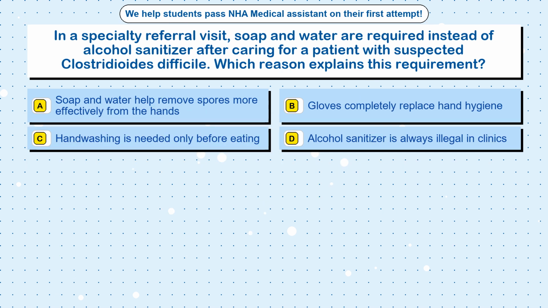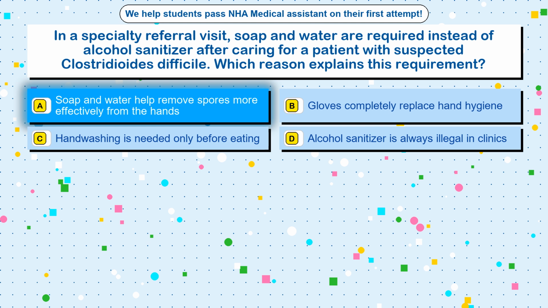Question 25. In a specialty referral visit, soap and water are required instead of alcohol sanitizer after caring for a patient with suspected Clostridioides difficile. Which reason explains this requirement? Option A. Soap and water help remove spores more effectively from the hands. Option B. Gloves completely replace hand hygiene. Option C. Hand washing is needed only before eating. Option D. Alcohol sanitizer is always illegal in clinics.